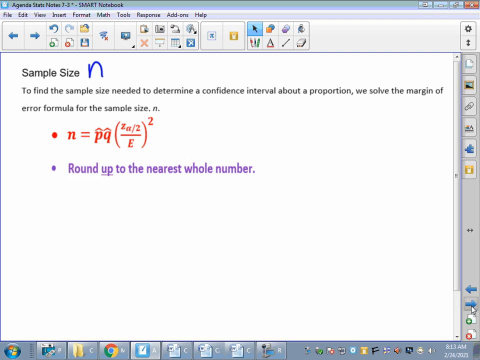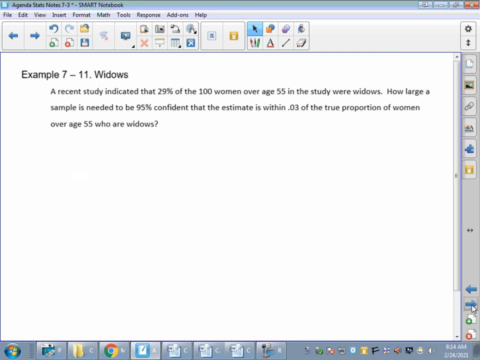And I should jot this down as well. Do you remember that your key word for margin of error is the word within? I want to be within 2%, right? So we'd use 0.02 as our E. Because remember, this is all about population proportions, so it will be decimals, tiny little values for your E. So let's do one quick problem. I think we can handle this.